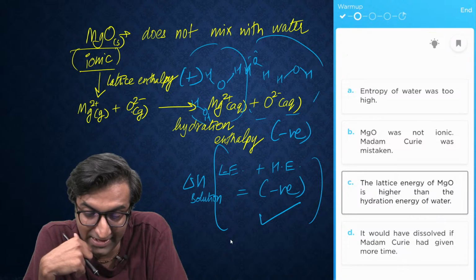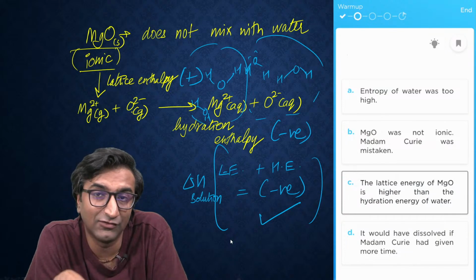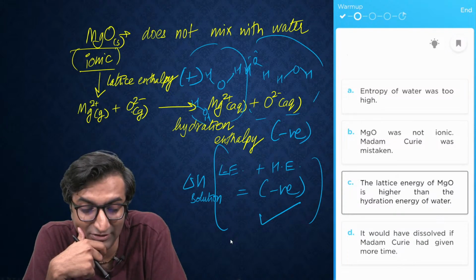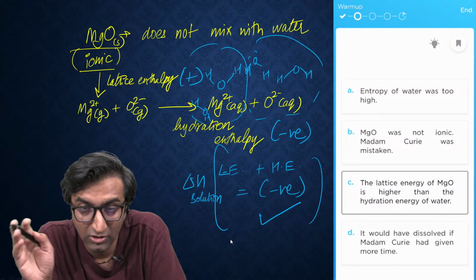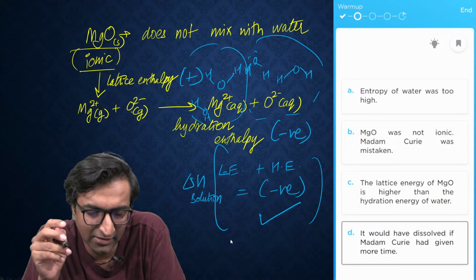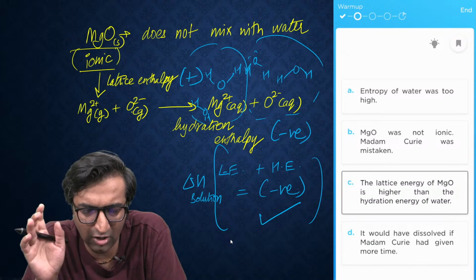Yeah, this one makes sense. Lattice energy of MgO is higher than the hydration energy of water. I like this one. Lattice enthalpy of MgO is higher than the hydration energy of water. इसीलिए तो वो ज़्यादा positive हो गया. Delta H is positive, hence this process does not happen. Last one is saying it would have dissolved if Madame Curie had given enough time. Saying kinetics नहीं favor हो रहे, but with common knowledge we're going to go with this.